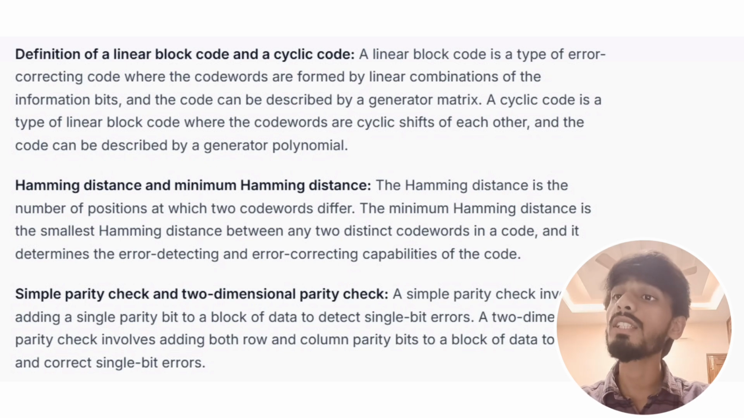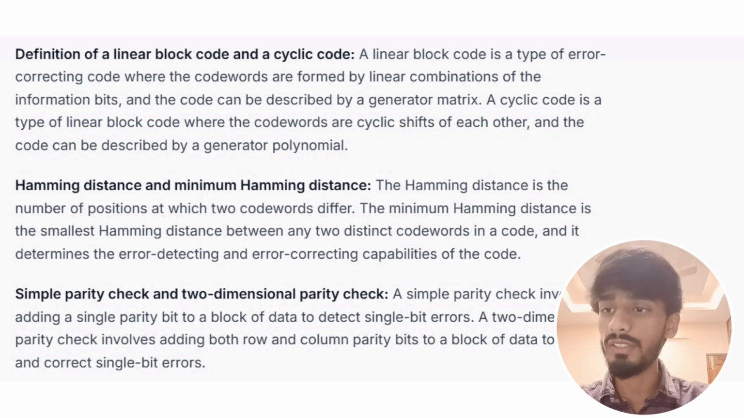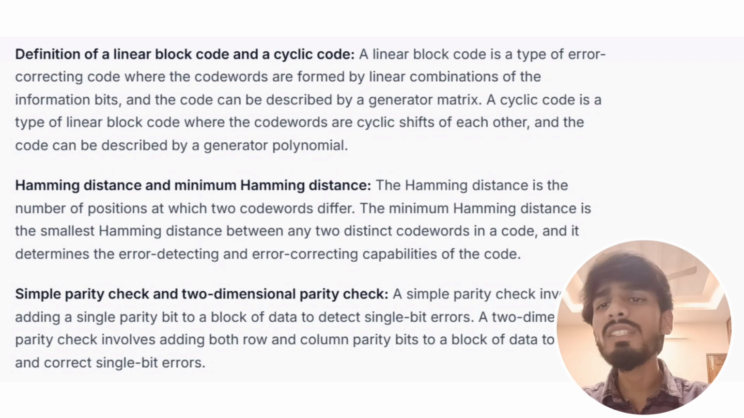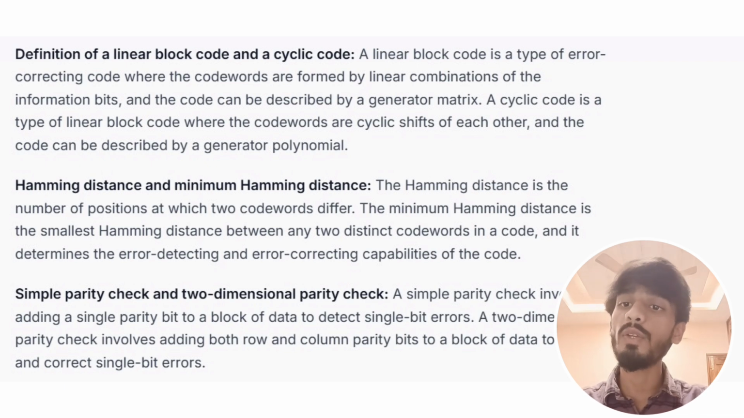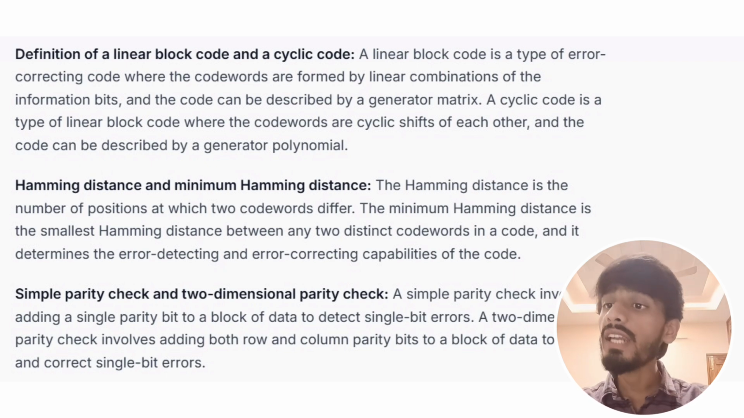Next, let us see what is Hamming distance and what is the minimum Hamming distance. The Hamming distance is the number of positions at which two code words differ. The minimum Hamming distance is the smallest Hamming distance between any two distinct code words in a code, and it determines the error detecting and error correcting capabilities of the code.